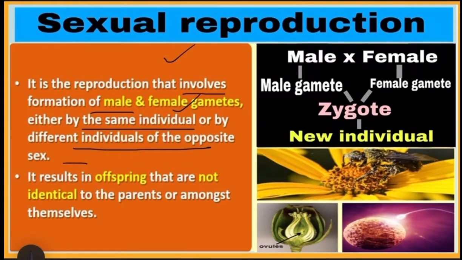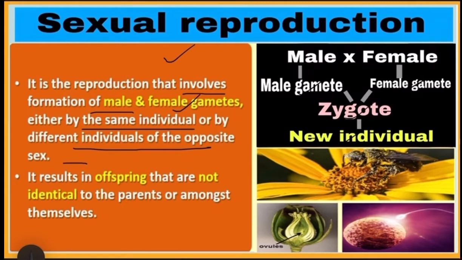या फिर दो different individuals हों, male individual and the female individual, and they form the male gamete and the female gamete. Okay. Now what happens next? When male gamete fuse with the female gamete, zygote is formed, and this zygote later on develop into new individual. Now what happens next? This new individual is not identical to the parent. Parents के बिल्कुल identical नहीं है.